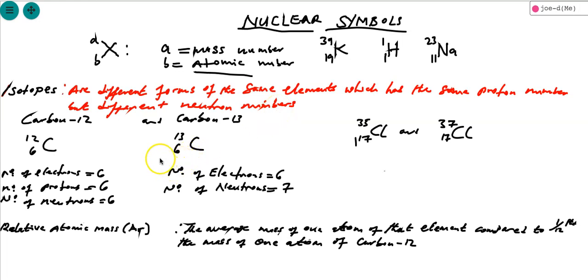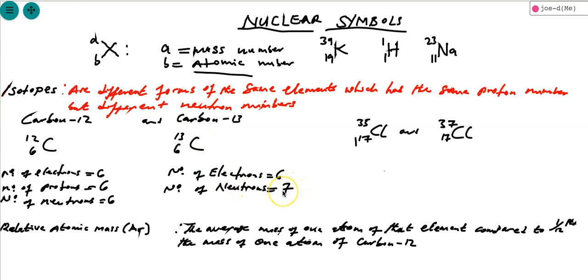So here we have carbon-13, and we have 6 electrons because the atomic number is 6. Remember, the number of protons is always equal to the number of electrons. So therefore, if our atomic number is 6, the number of electrons will also be 6. If the atomic number is 6 and we have a mass number of 13, the number of neutrons will be mass number minus the atomic number, and that should be 7.